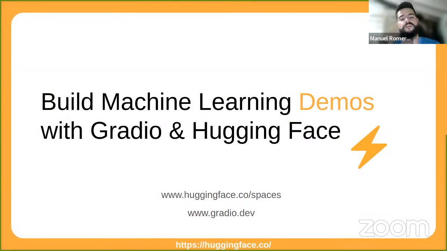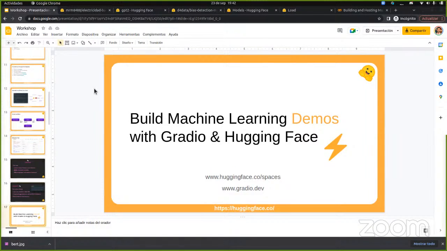Well, now if you don't have more questions, we are going to see the second part, which is about building machine learning demos with Gradio and Hugging Face. But I want to be sure everybody here knows how to search for models and datasets in the Hugging Face Hub. And if you have any questions, this is the moment. You can ask right now.